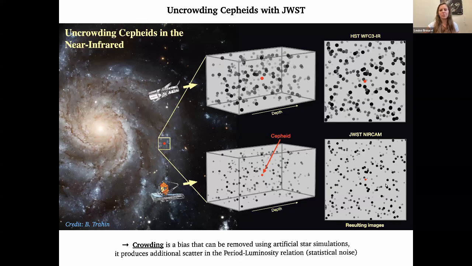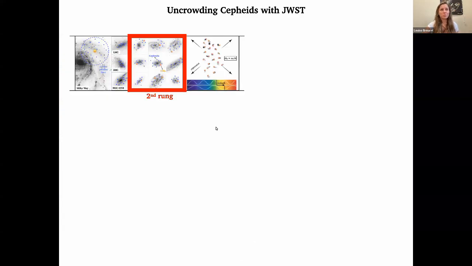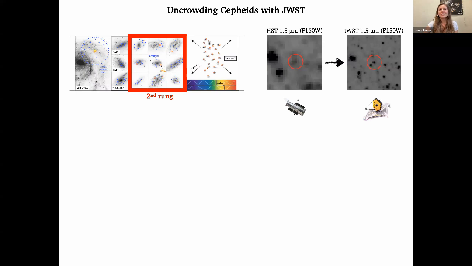So I'll show you what we get with JWST. Just before that, just a reminder, we are now looking at these second rung galaxies. The first rung is not crowded at all. They're very nearby, so it's really not an issue. And here the goal is to remeasure all of these galaxies that have been observed with HST, but now with JWST. So this is an example of one Cepheid observed with HST compared to JWST, and we already resolve the background very well.